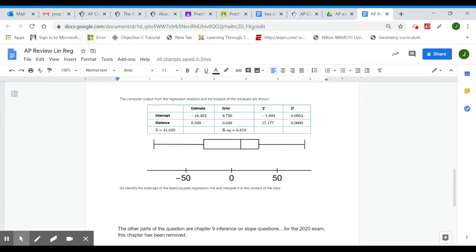Okay. Identify the intercept of the least squares regression line. Okay, here's where that is. And interpret it. Okay, the intercept. Interesting. Usually they want the slope. You know what? I'm going to do slope afterwards, but my intercept for this regression model or line of best fit.